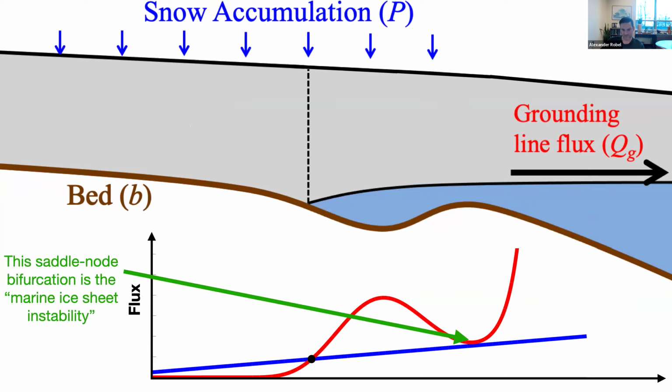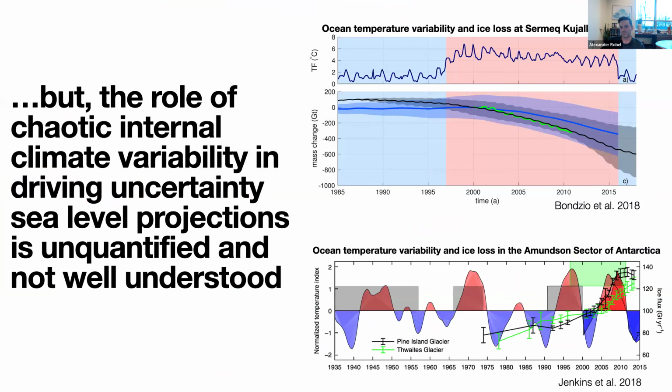So this is the setup for this problem. But what makes this problem trickier, the problem of predicting whether this sort of marine ice sheet instability might occur in Antarctica in the future, is that the climate system doesn't just smoothly change. Snow accumulation rate, melting from heat coming from the ocean. These things do not just smoothly change in a linear fashion, as in this cartoon that I just showed.